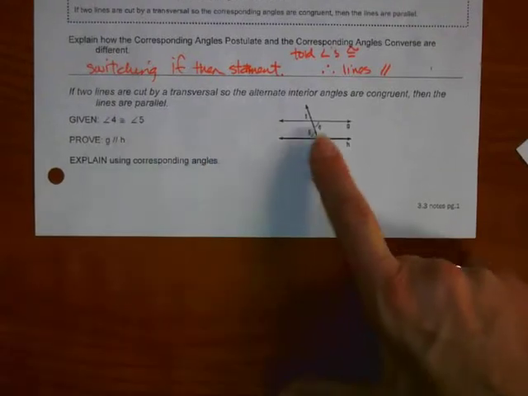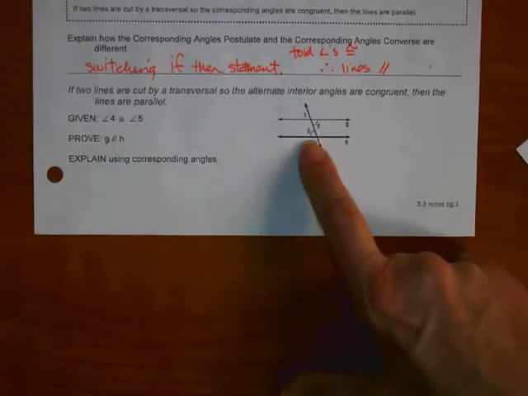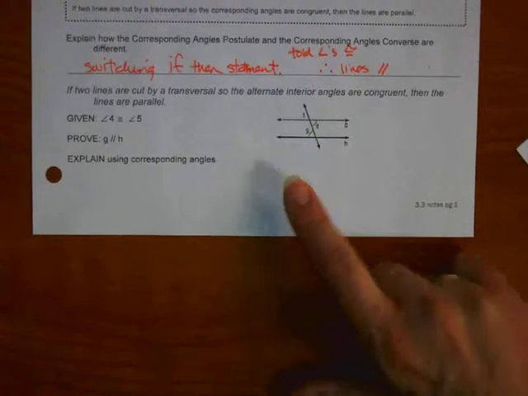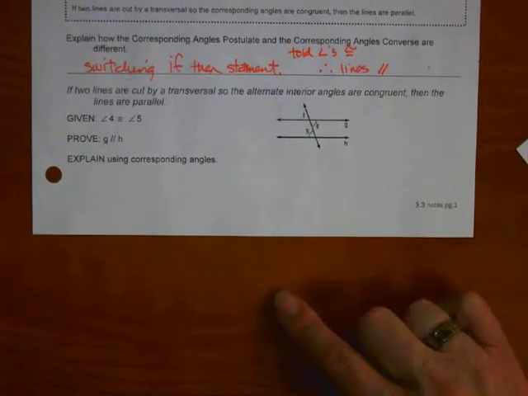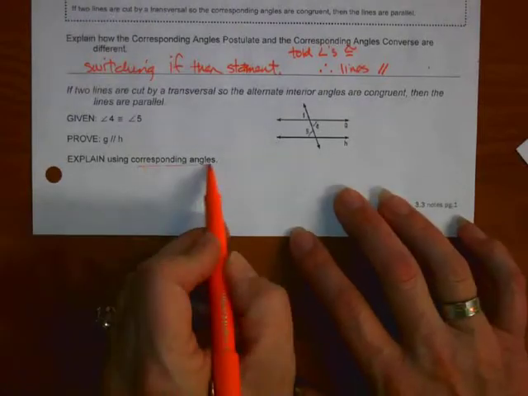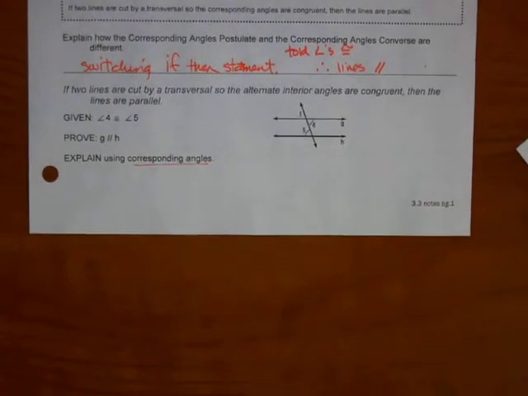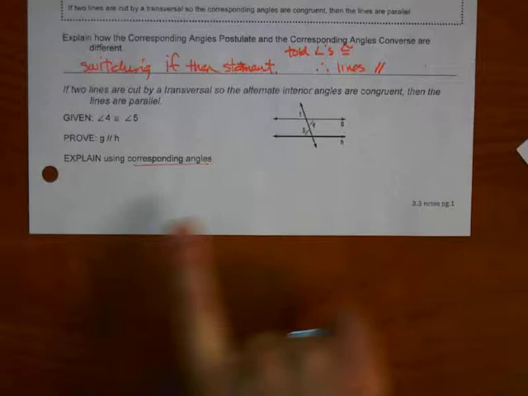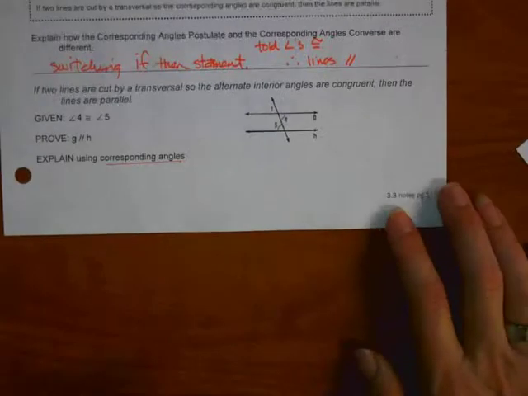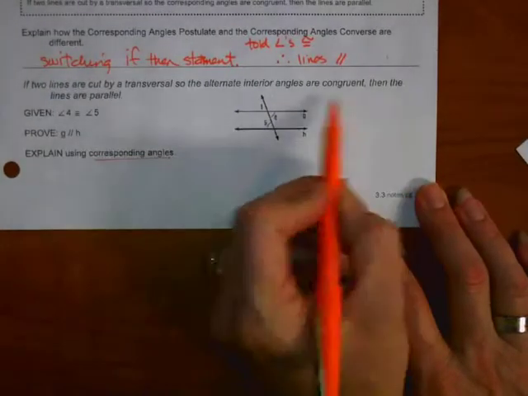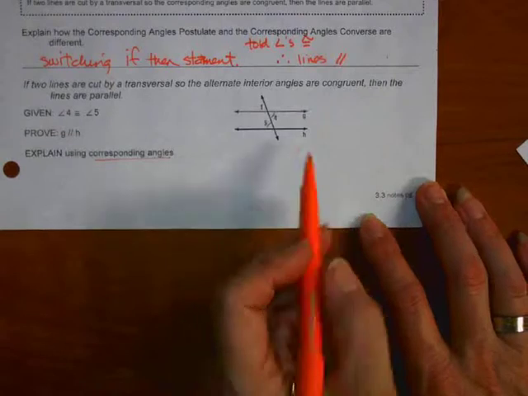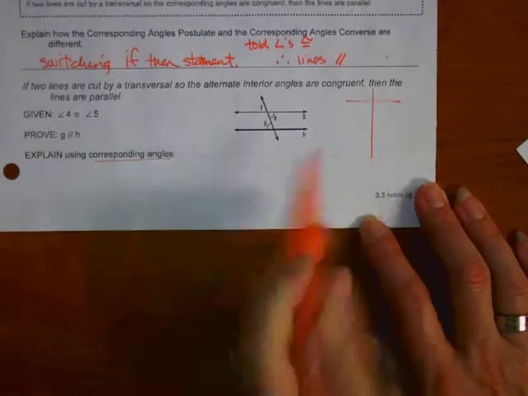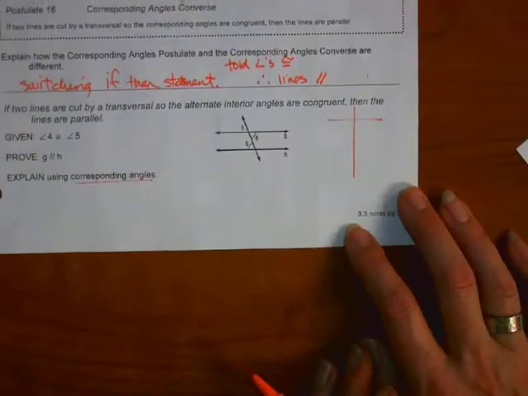Given that angle 4 and angle 5 are congruent, prove that G is parallel to H using the corresponding angles converse, okay? So the way we're going to do proofs, we're going to kind of write our reasoning really shorthand, and then we're going to take that and write out in words what we did. So over here on the right side, you will often see what's called a two-column proof. And you can just do that real quick here if you want.